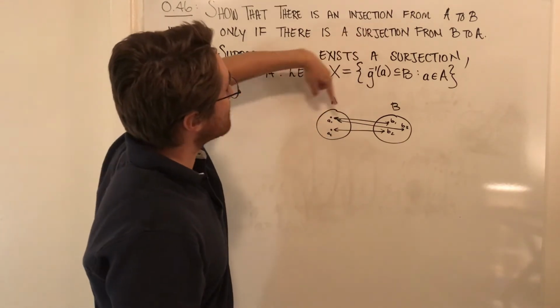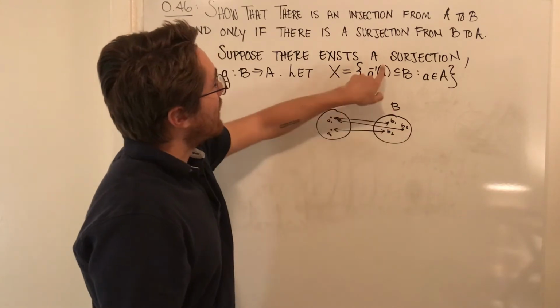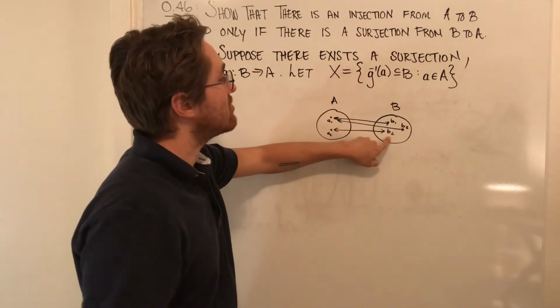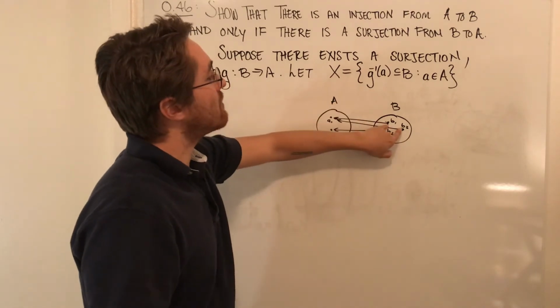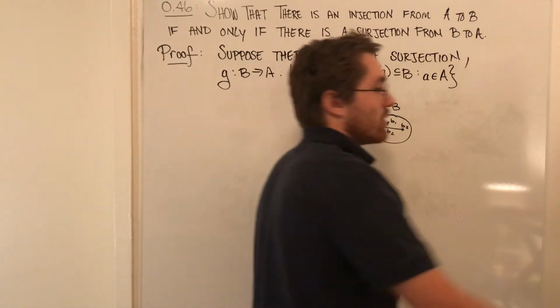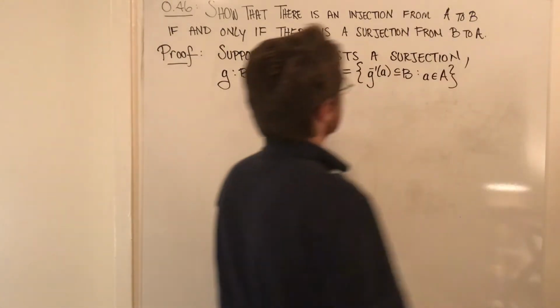X would be, for the first element, G inverse of A1 would be the set B1, B3. And when I plug in A2, I'd get the singleton, the set B2. So it would just be the set B1, B3, comma, the set B2. Okay, that's what we're doing. We're taking a collection of sets with this X.